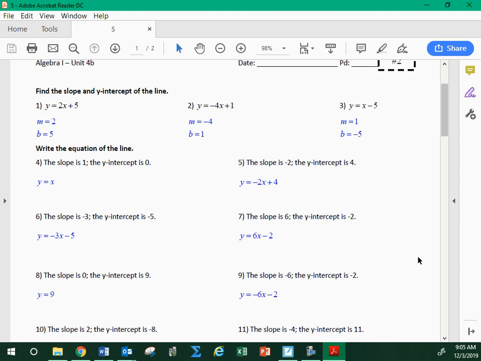What color is it? Alright, you're not colorblind. Do we have any questions on 1, 2, or 3?